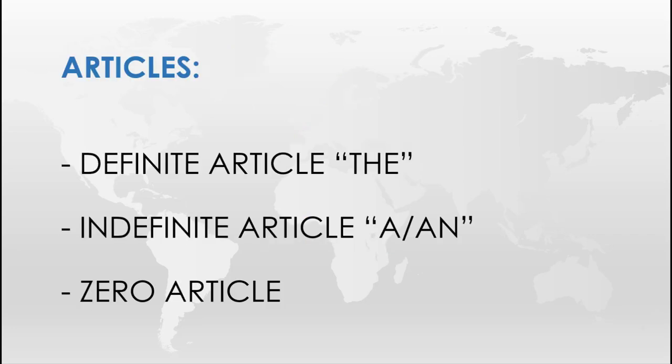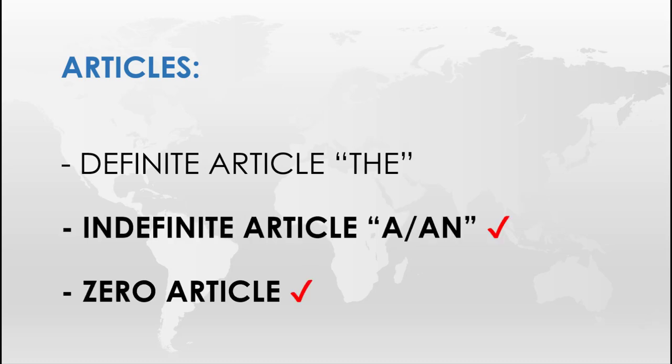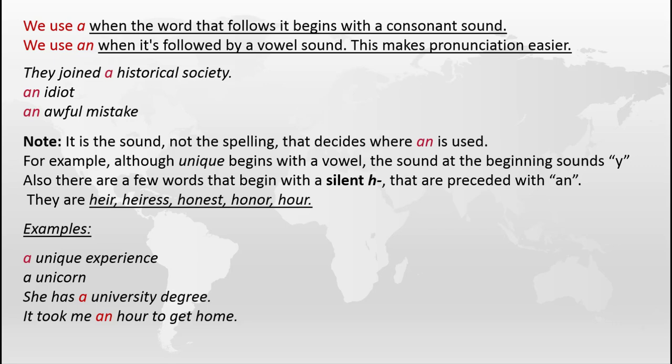Today's lesson is going to be about articles. In our last lesson, we talked about a definite article, the. In today's lesson, we are going to continue with the indefinite article a or an, and also the zero article, when we need to use no article at all. So before we start talking about the situations where we need to use the indefinite article, first look at the difference between a and an.